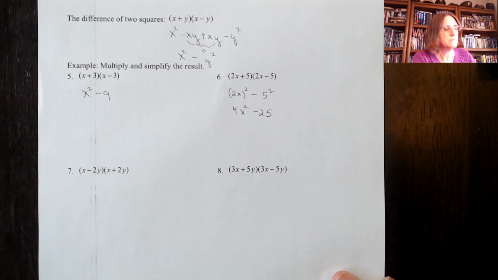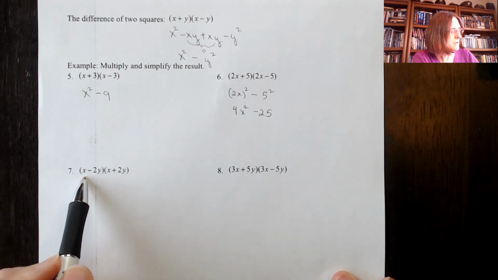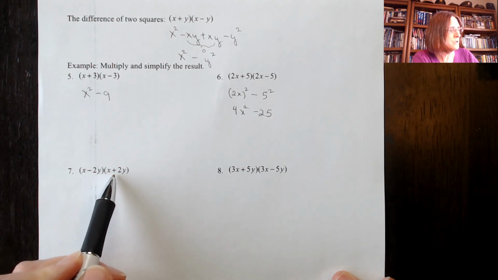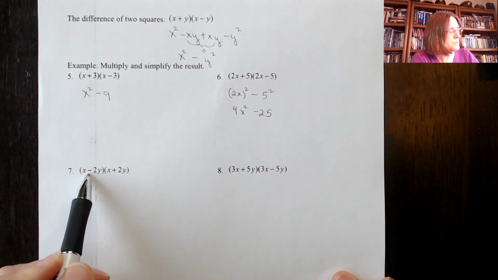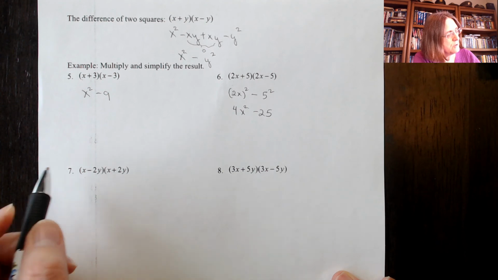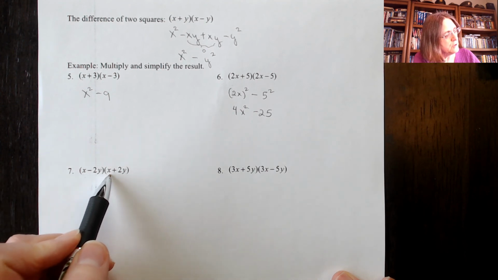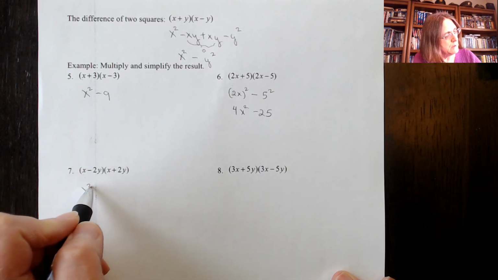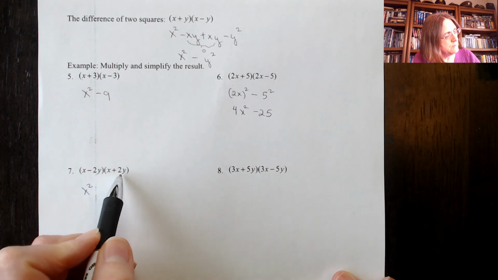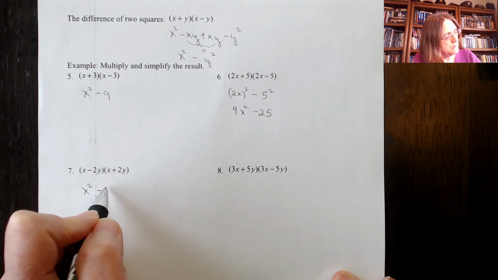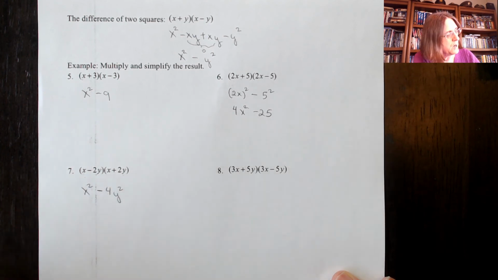Okay, again, two binomials. They're identical except for the operation joining the two terms of each binomial. One is subtraction, the other is addition. So all we need to do is our first term, x squared, and our last term, negative 2y times 2y, which is negative 4y squared. Again, the outer and inner terms would add to 0.